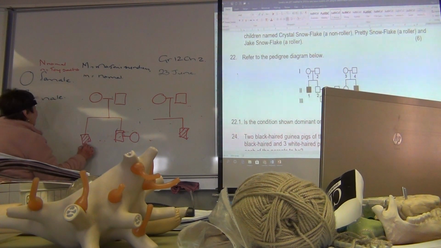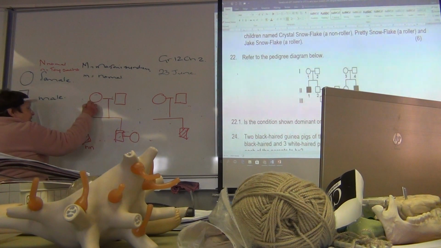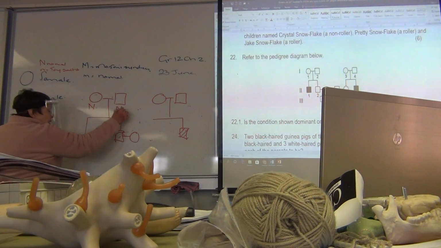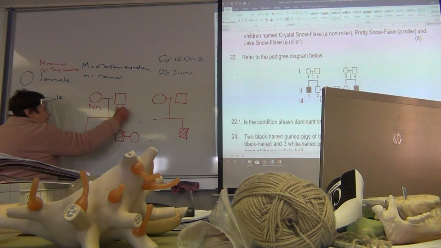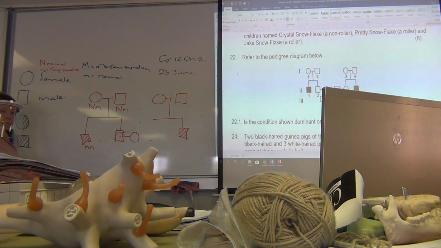Okay? So this individual is little n. Each of these parents doesn't show the condition, but how did that child get little n? It must have got a little n from each of those parents.